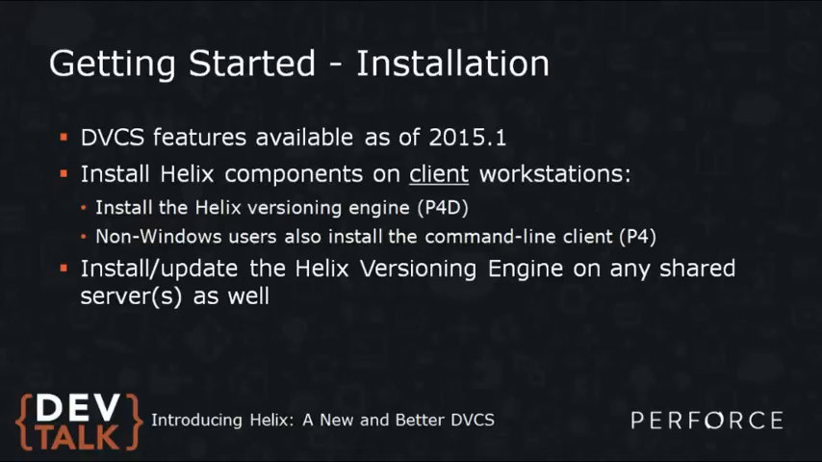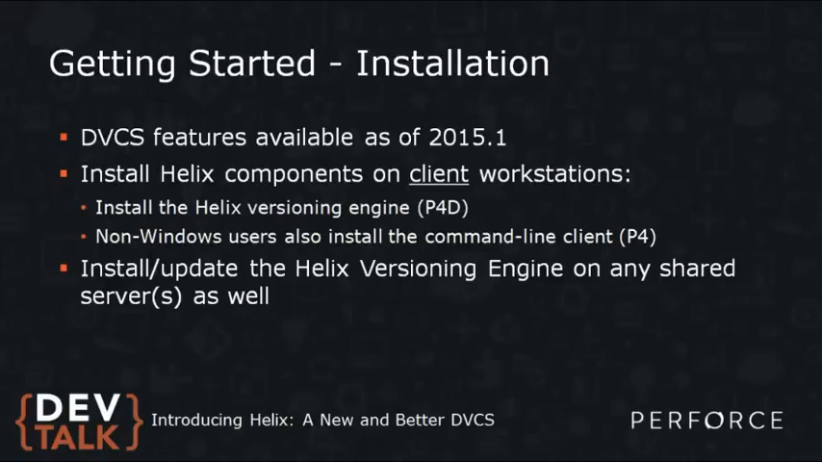Now for Windows users, that means you need only install the Helix Versioning Engine, because that installer already includes the latest and greatest command line client. You're good to go. Non-Windows users will need to install server software and then install the command line client as well. We'll be simplifying that installation process moving forward, but Linux and OS X users should be aware of it now. And finally, if you have any shared servers you want to use with DVCS features, update those to the latest Helix Versioning Engine software as well.